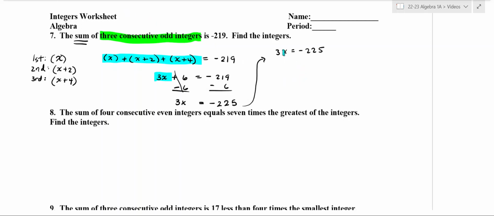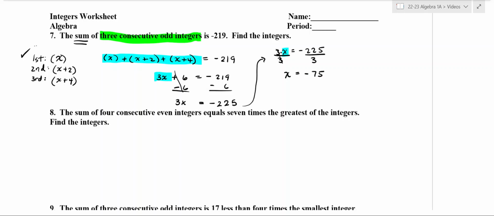Now I'm focusing on the x, and I have to get rid of that times 3. To undo that, we have to do division by 3 on both sides of the equal sign. And we get that x equals, I'll do this in the calculator, I don't want to make a mistake, negative 75.